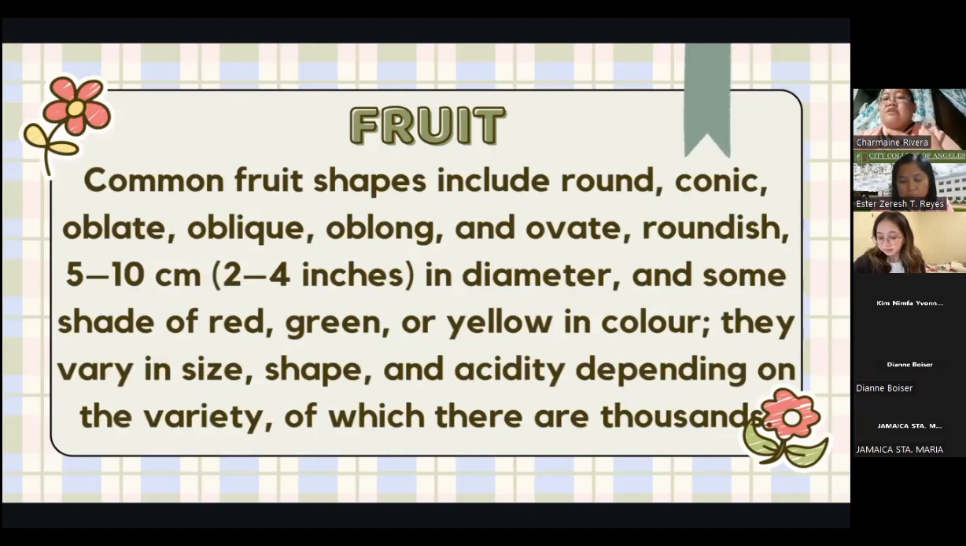Common fruit shapes include round, conic, oblate, oblique, oblong, and ovate. Roundish, 5 to 10 centimeters or 2 to 4 inches in diameter, and some shades of red, green, or yellow in color. They vary in size, shape, and acidity depending on the variety, of which there are thousands.